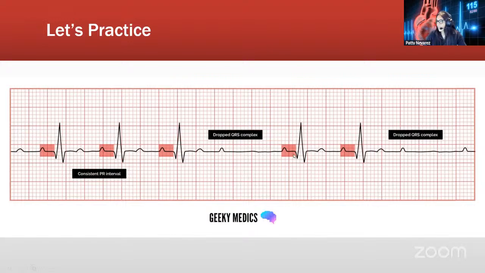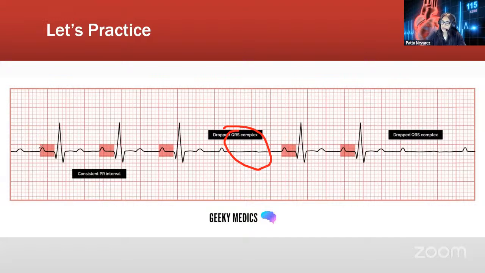So just looking at it, I can see that there are some dropped QRSs. Okay, so that's one thing to look at. What is the second thing that I have to do? I'm going to go ahead and look at my P waves. Are there P waves? Yes, there are P waves. Are they upright? Yes, they are upright. Now, let's take a look at the PR interval, which is our next cue.